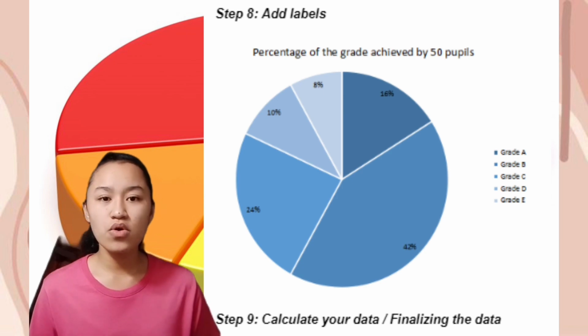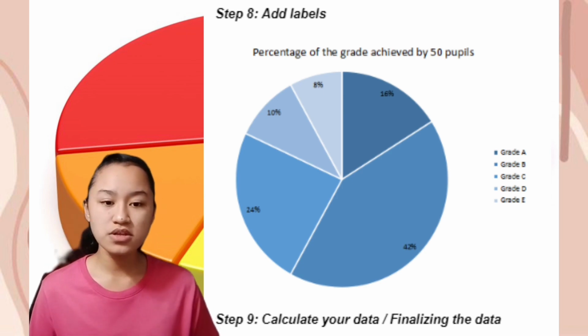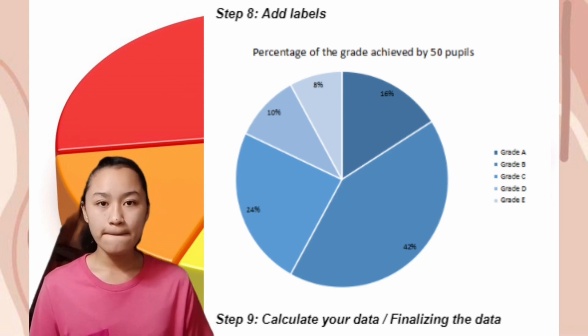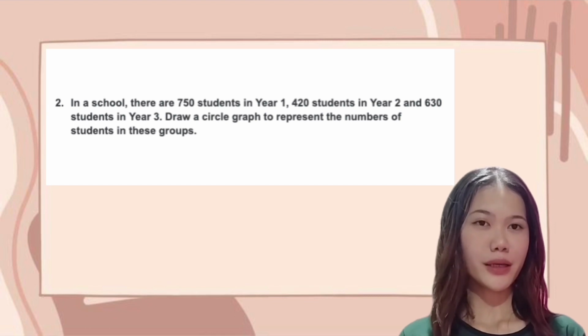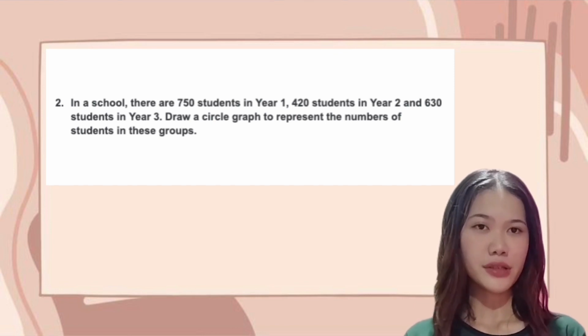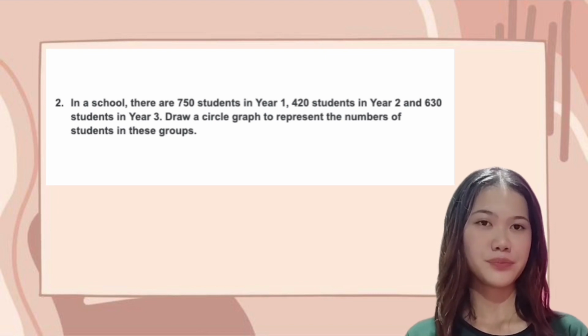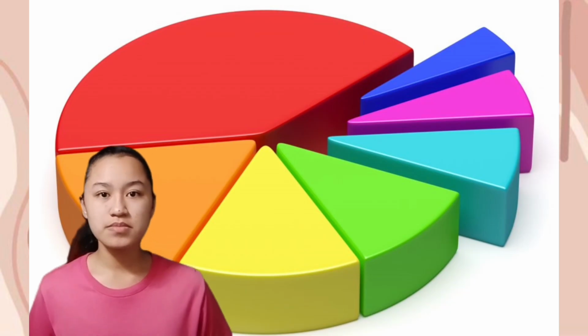After that, you are done and ready to share your pie chart. For sample problem number 2, in the school there are 750 students in year 1, 420 in year 2, and 630 students in year 3. Draw a pie graph to represent the number of students in these groups. Let us now solve problem number 2.